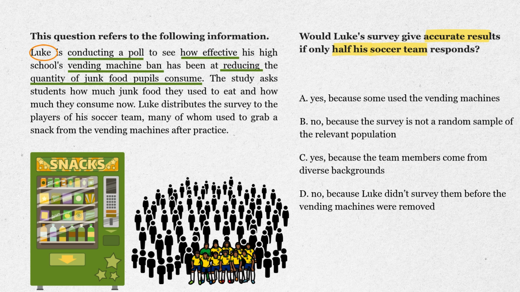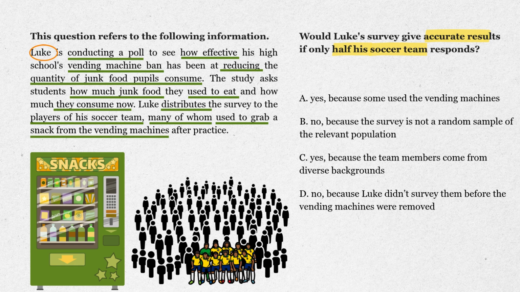The study asks students how much junk food they used to eat and how much they consume now. Luke distributes the survey to the players of his soccer team, many of whom used to grab a snack from the vending machines after practice. Accuracy depends on whether the sample represents the whole school. Surveying only the team is a non-random sample, not representative.